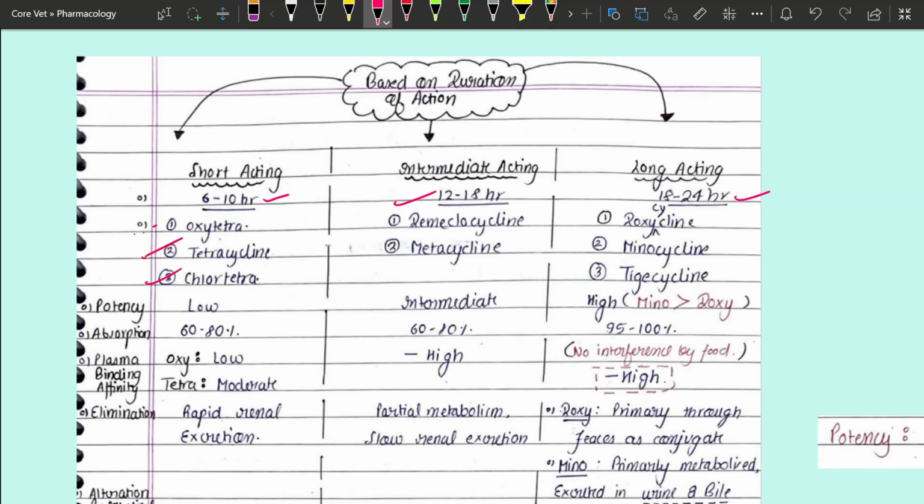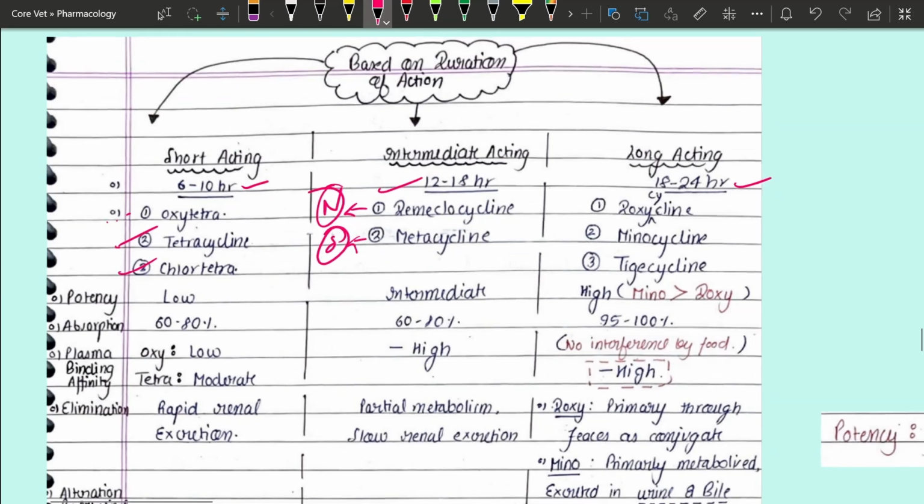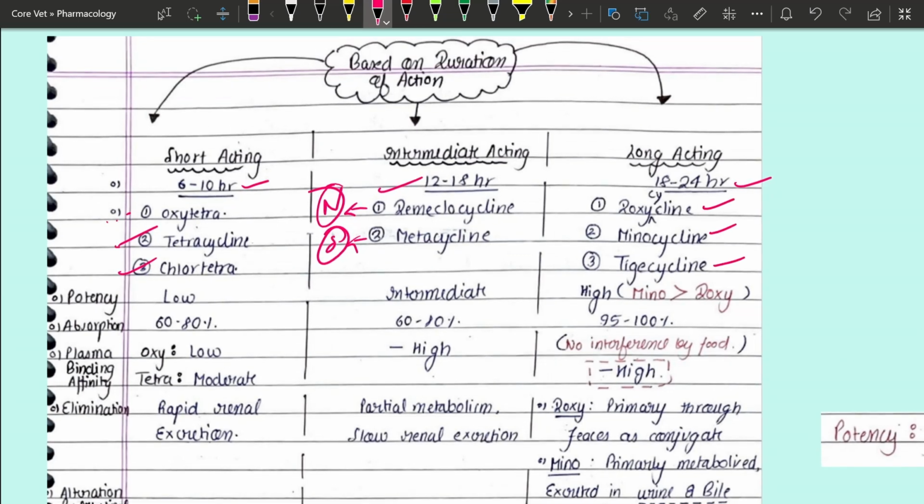In the intermediate acting, it's demeclocycline, which has been obtained from a natural source, and lymecycline, which is a semi-synthetic version, right? And talking about these three, doxycycline, minocycline, and tigecycline, these three are the long acting, which could act for a longer duration, about 18 to 24 hours, right?